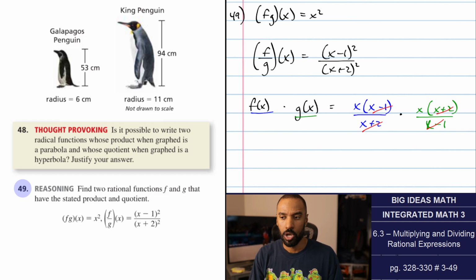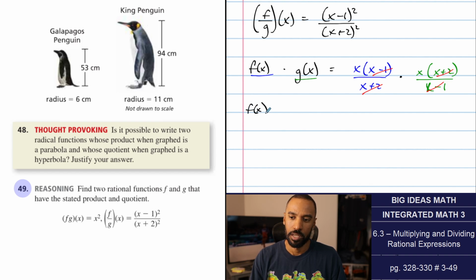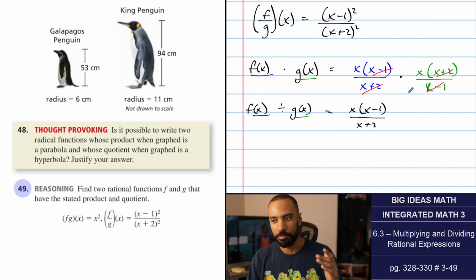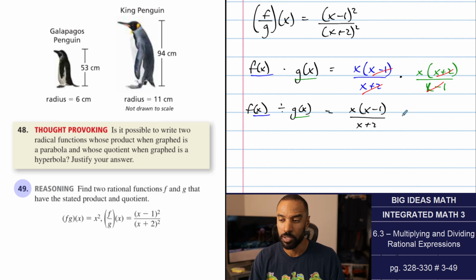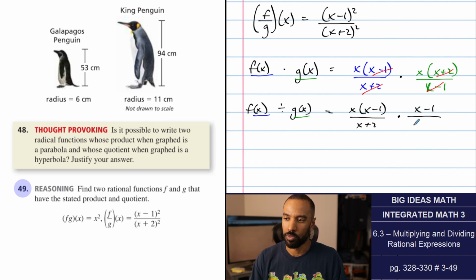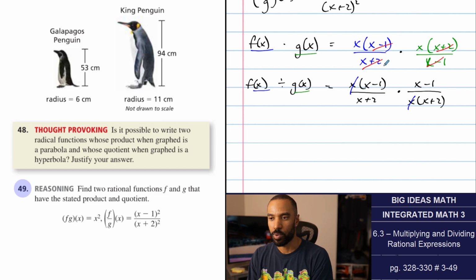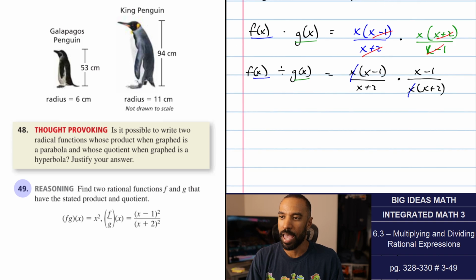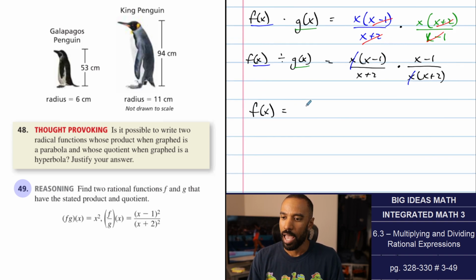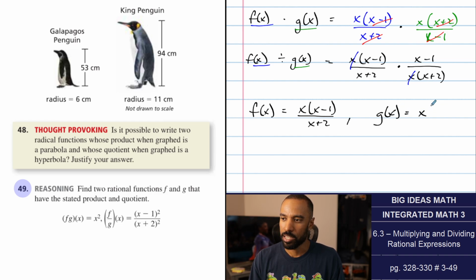Does the f divided by g of x work? We would do f of x divided by g of x, so x times x minus 1 over x plus 2, divided by, we multiply by the reciprocal, x times x plus 2 over x minus 1. Guess what? The x's would cancel. Are they in the right spots? Yes, the x's go, and x minus 1 becomes x minus 1 squared. Yes, that does work. So my final answer: f of x will be x times x minus 1 over x plus 2, and g of x will be x times x plus 2 over x minus 1.